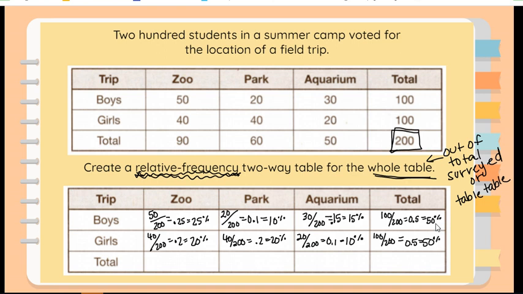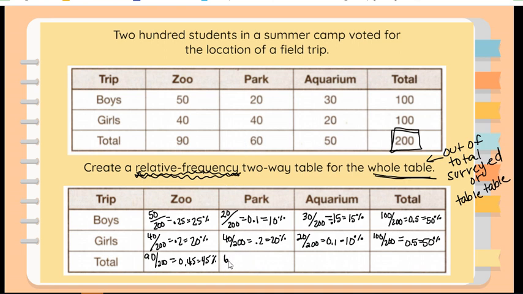So half were boys that voted and half were girls that voted. All right, and then it's broken down by percentages. 25% voted for, or boys that voted for zoo, and so forth, okay? Now, we still want to do this bottom row as well. So we're going to have 90 out of 200. Oh, I put 900. Let me fix that. 90 out of 200. 90 divided by 200 is 0.45. So that's 45%. And it's nice that these ended up being whole numbers so we don't have to round.